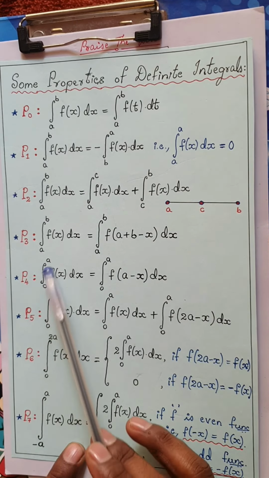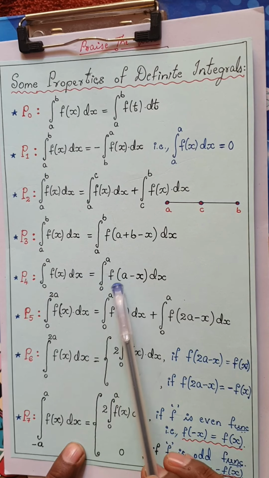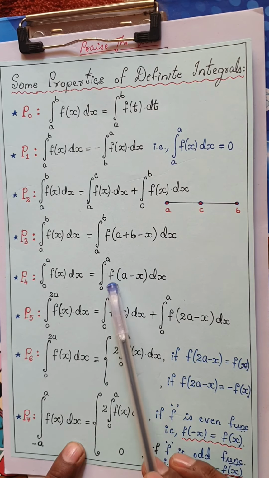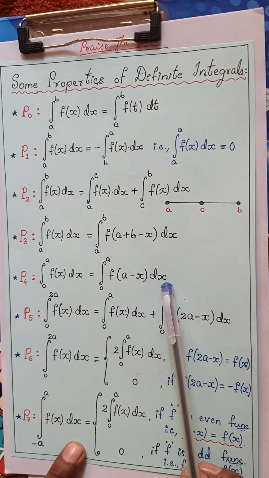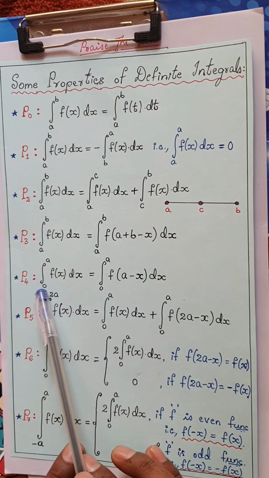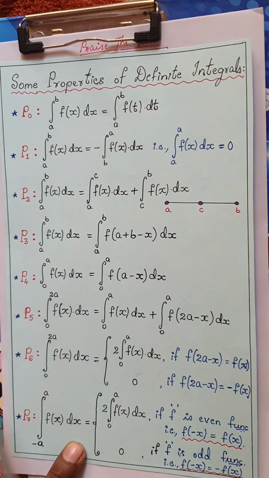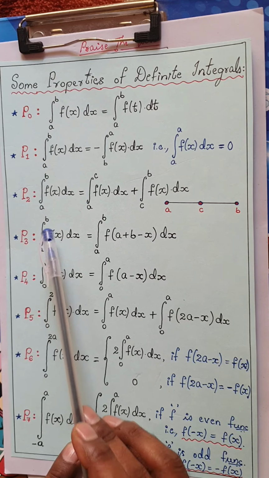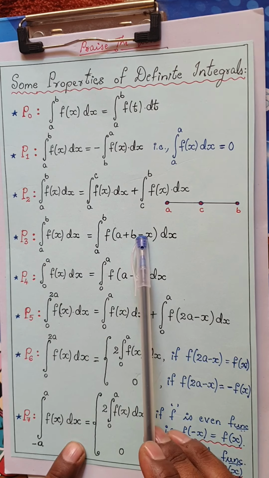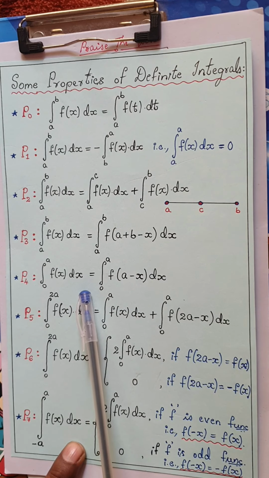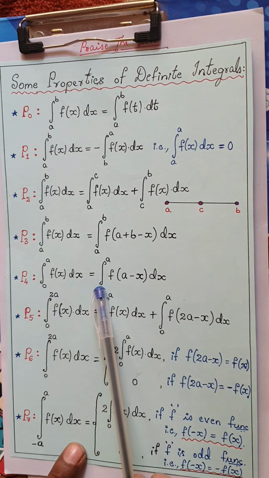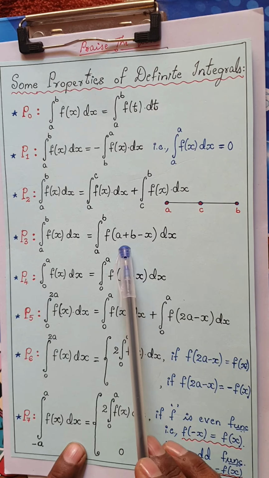Integral from 0 to a f of x dx is nothing but integral from 0 to a f of a minus x dx. Now as I told you, this property P4 is the special part of P3, because if you put a is equal to 0 and b is equal to a in P3, you get back P4. Okay, and the proof of P4 also follows similar to P3.